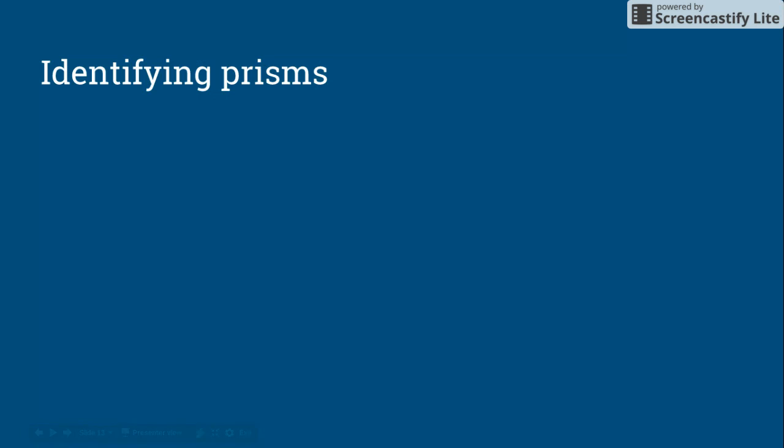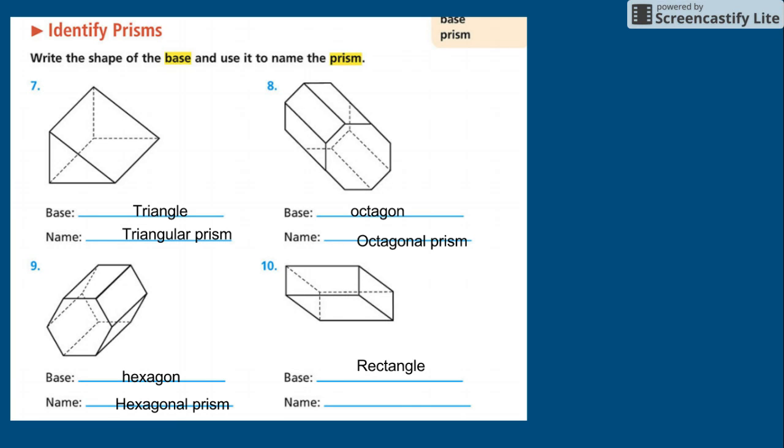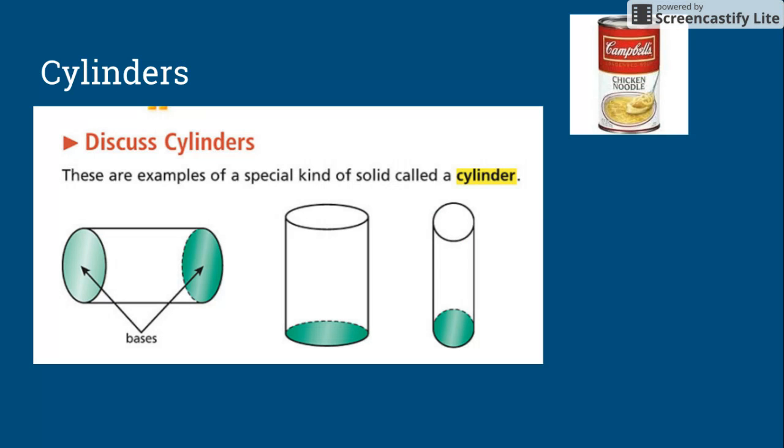So identifying prisms, what we can use is the base of the shape and use it to name the prism. So if we look at number 7 here up in the top left corner, the base is a triangle, so it turns into a triangular prism. If we go over here, that shape is an octagon. It's got 8 sides, so the name is an octagonal prism. Here, that's a hexagon, so you have a hexagonal prism. The base here is a rectangle, so then it turns into a rectangular prism.